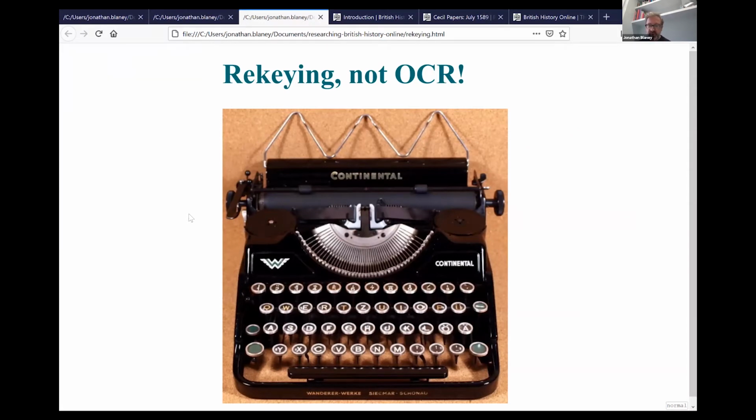Those manuscripts I just showed you were typed out, transcriptions were typed out by experts in reading those hands, but everything we have on British History Online that's text has been typed out, including mostly what we have, which is books. So we didn't use what most online resources use, which is a computer program, optical character recognition, to translate the pixels from the images into text.